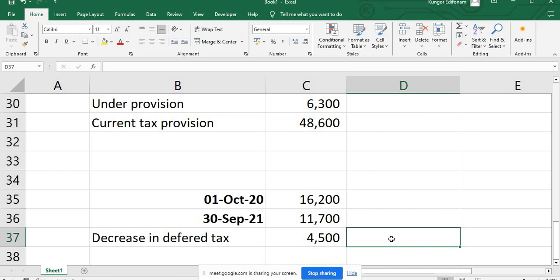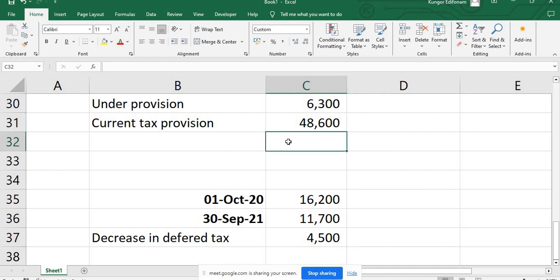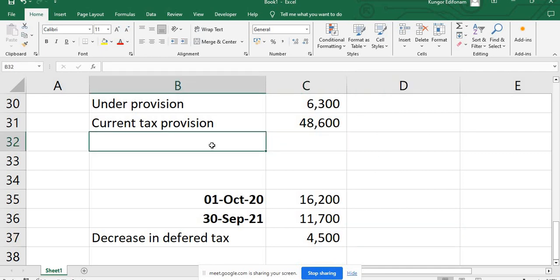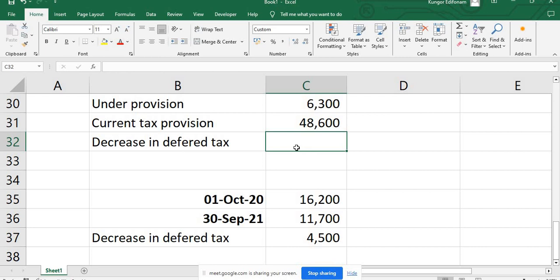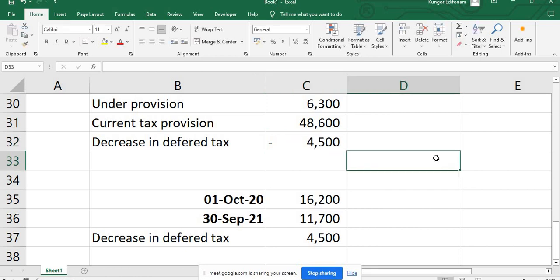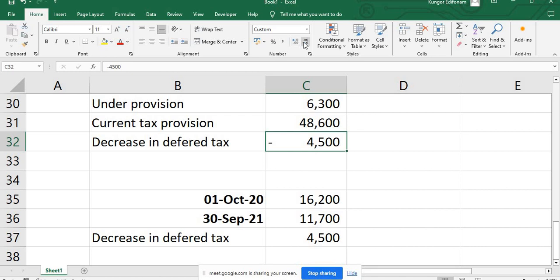All right. So as I was saying, a decrease in deferred tax would reduce our tax expense. So it will be a deduction in our tax expense account. But when there is an increase, it will be an addition to our current tax. So since we have a decrease in deferred tax, it will be a deduction. So it will be a deduction of what? 4,500. So there will be a decrease of 4,500.